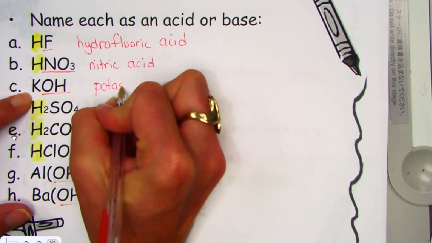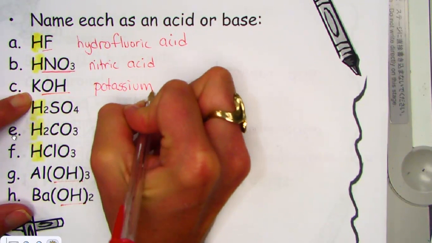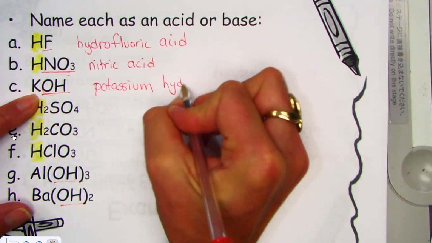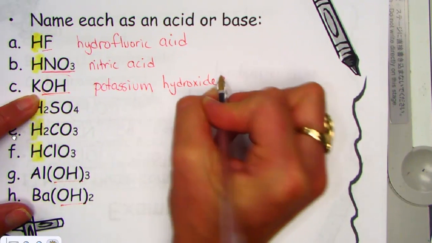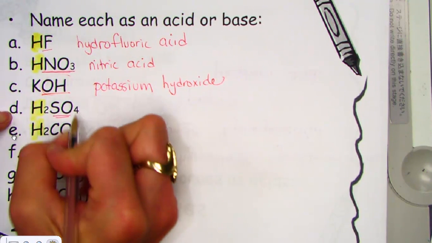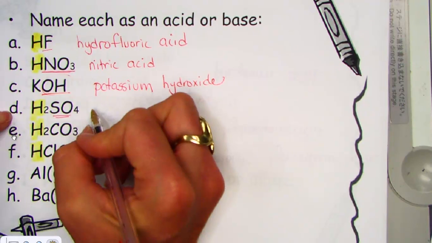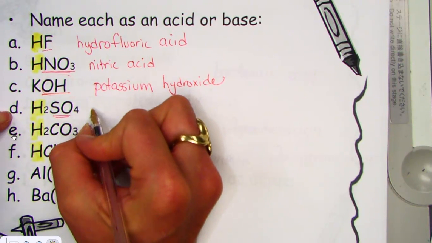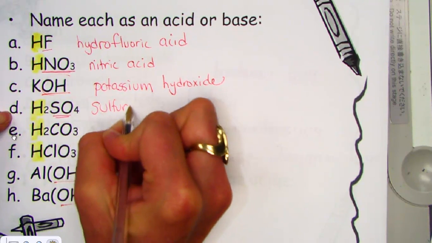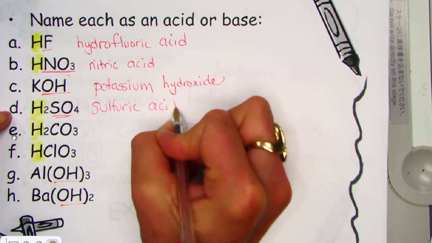Say the name of the element K. We know that to stand for potassium. Here's the polyatomic ion, hydroxide. Letter D, polyatomic ion here came from sulfate. Sulfate ends with ate. Ate turns to ic, and we simply name this sulfuric acid.